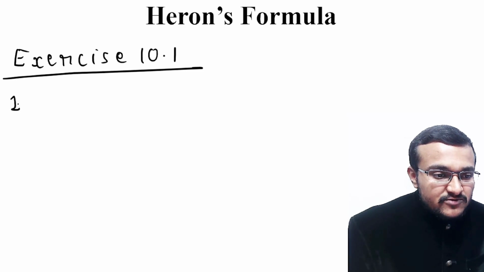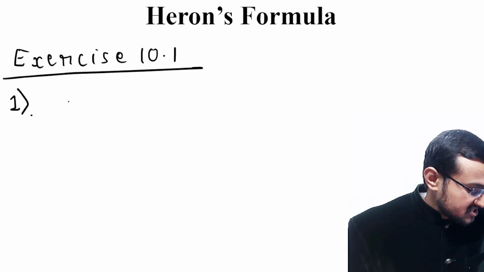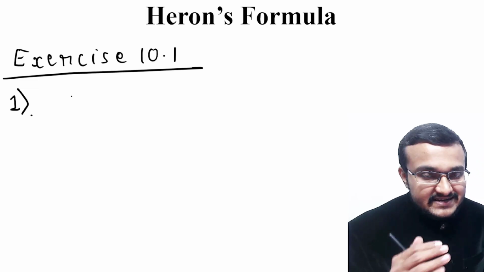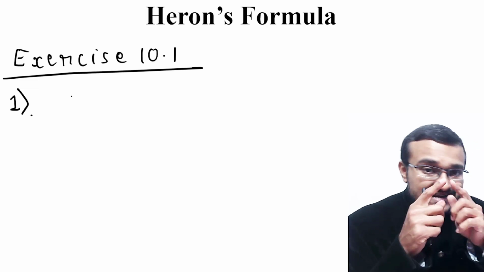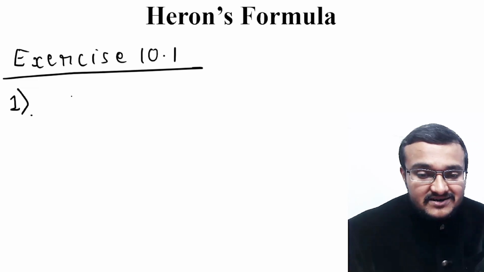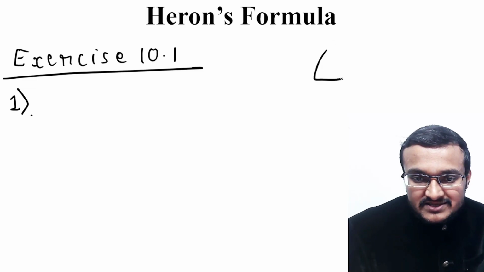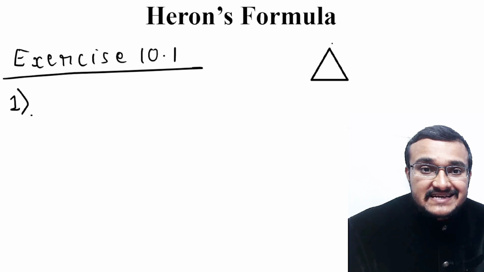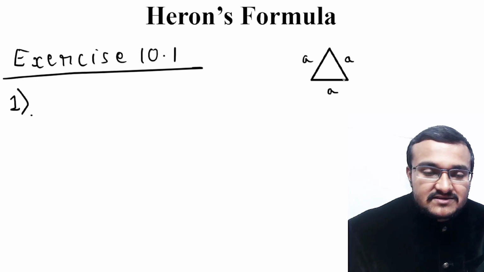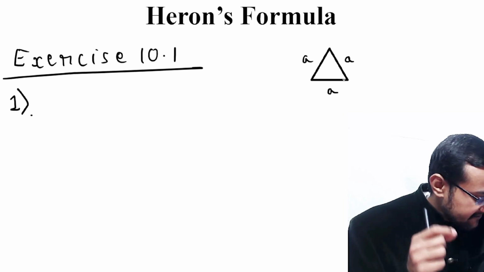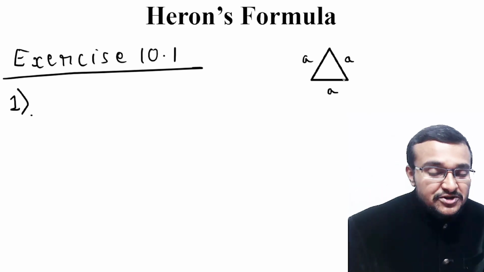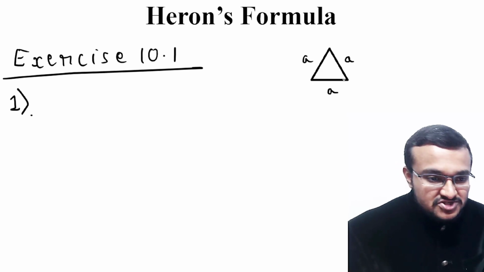So in exercise 10.1, coming to the first question, here there is a traffic signal board indicating school ahead. That traffic signal board is an equilateral triangle. So that means there is a traffic signal board like this. This traffic signal board is an equilateral triangle with side a like this. Now you have to find out the area of this signal board using Heron's formula. This is the first part of this question.